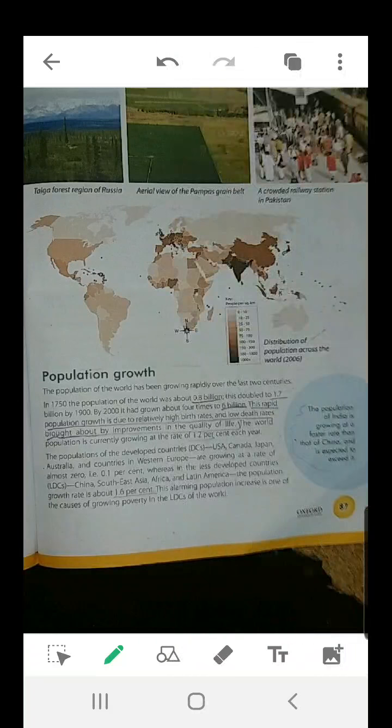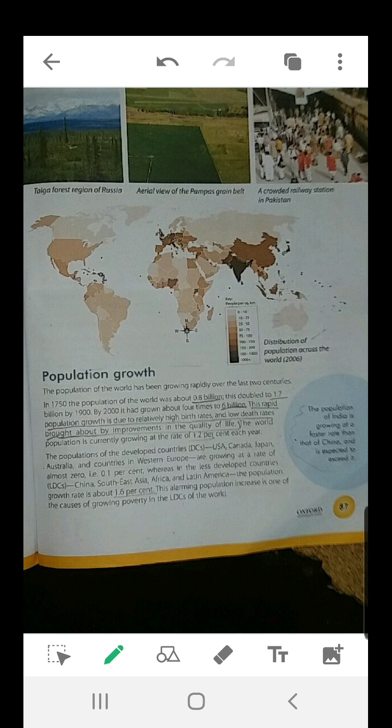Okay, population growth. In 1750, the population of the world was 0.8 billion. This doubled to 1.7 billion by 1900. By 2000, it has grown about 4 times to 6 billion. You can see population is growing very rapidly.